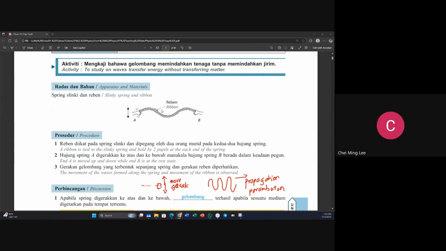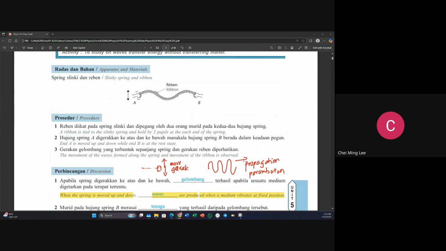So when we swing the spring, will the ribbon move back and forth? Won't, right? It only goes up and down, correct? So now, why is it like this? Okay, you see, and the change of form of the wave, we call this a propagation.